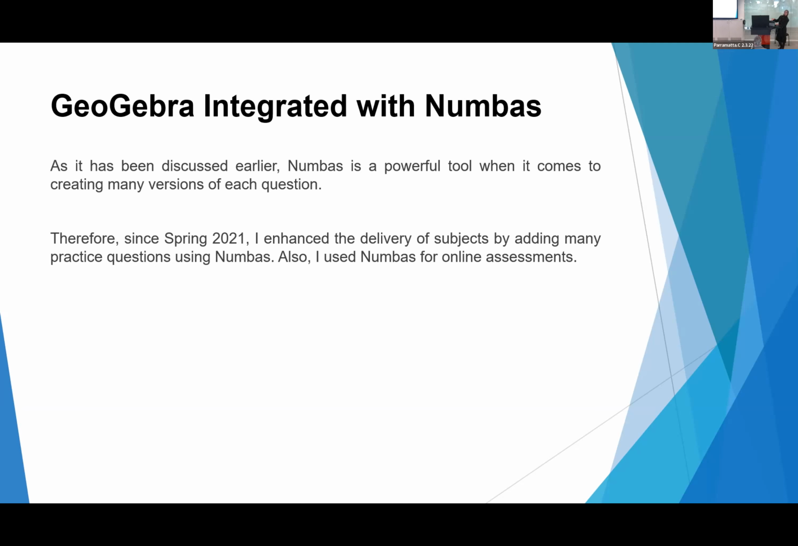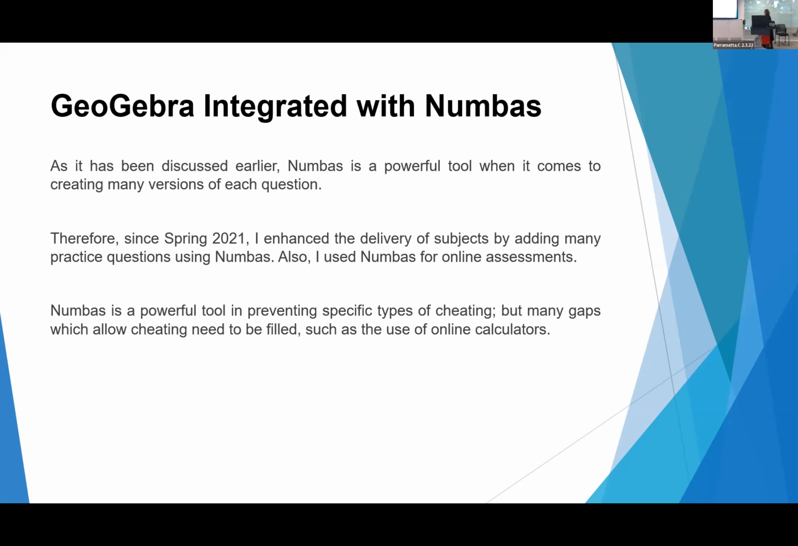So I used Numbas to create many of the practice questions, but I was thinking it's never enough. As an educator, you always want more. So I was thinking, okay, I've already used GeoGebra. And why do I use it? Because I know in advance GeoGebra can be integrated with Numbas. I know nothing about creating the fancy graphs that Stephen can create using LaTeX. I know how to create PDF files and stuff using LaTeX presentation, but I don't know how to create graphs. When it comes to GeoGebra, it's very easy to create graphs.